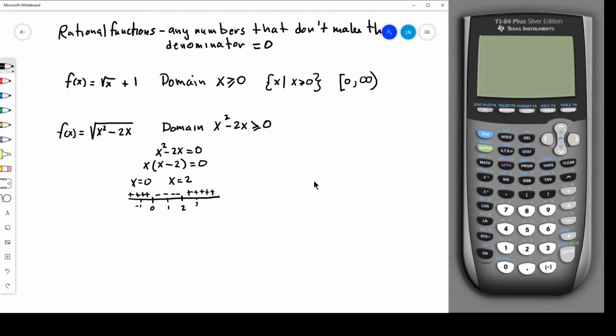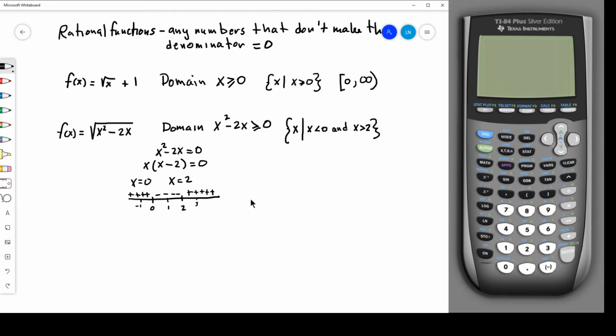Now I can see, where is this function greater than 0? Well, it's greater than 0 to the left of 0 and to the right of 2. So now I can come up here and I can write my domain. It's the set of all x such that x lies to the left of 0, right? So that means x is less than 0, and, or you could put a comma, x is to the right of 2, so that is x is greater than 2.